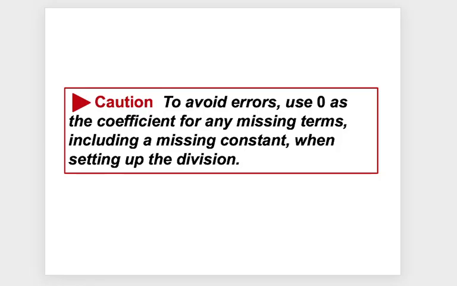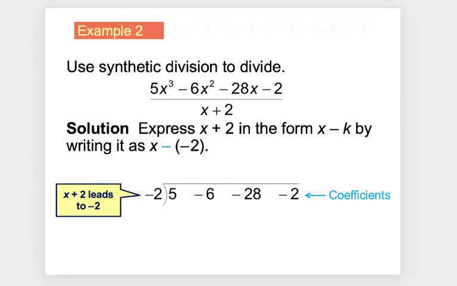Okay. To avoid errors, use 0 as the coefficient for any missing terms, including a missing constant, when setting up the division. So this is basically what I was talking about before. Let's look here. We're going to examine this second example, and I'm sorry that it gives everything away. Right now you're seeing the solution, so just focus on the top part for a second.